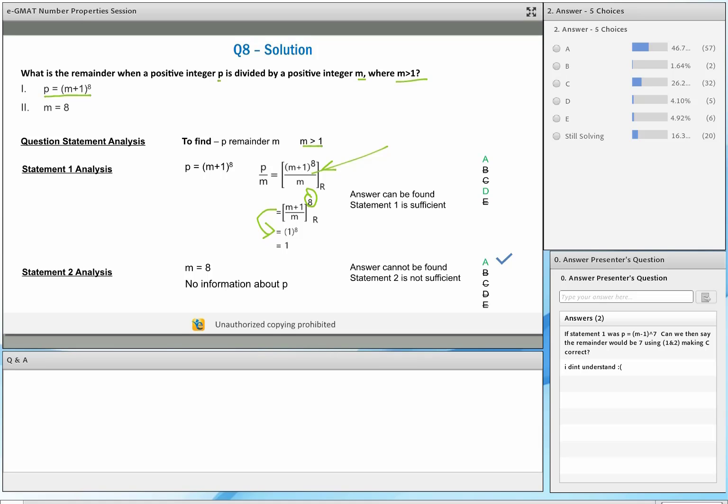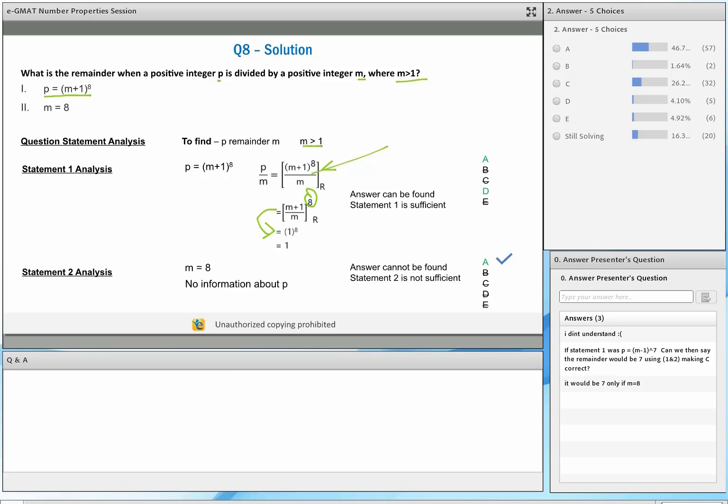So I have a question. If statement 1 was p is equal to (m minus 1) raised to the power 7, can we say that the remainder would be 7 using 1 or 2, making C correct? P is equal to (m minus 1) to the power 7.